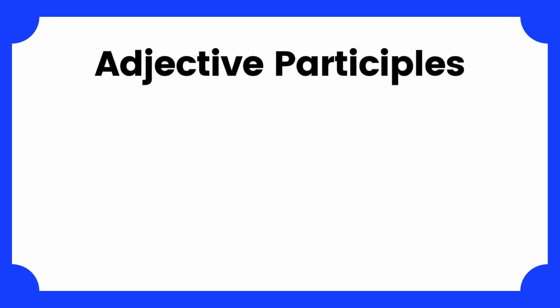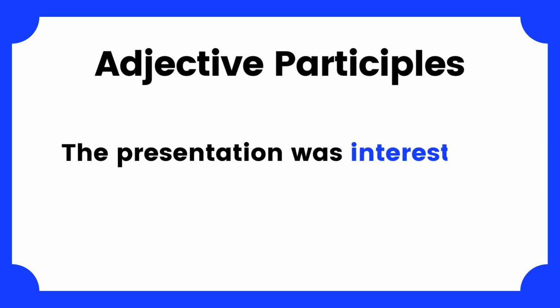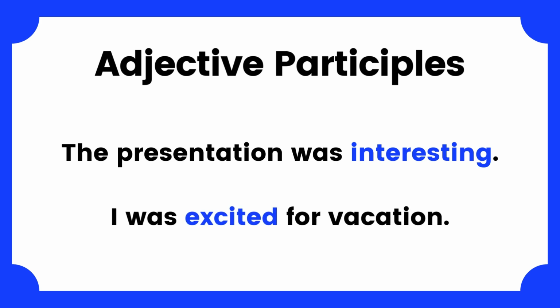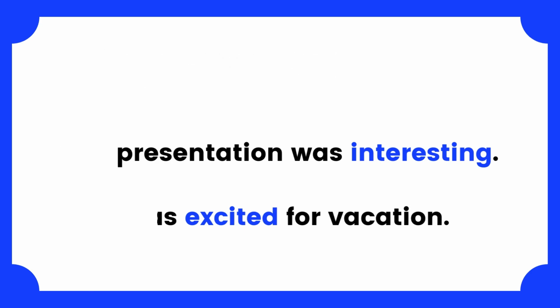Adjectives can also have participles, which are words formed from a verb that have an ing or an ed ending. For example, the presentation was interesting. Interesting here is an adjective. Or I was excited for vacation. Excited here is an adjective.